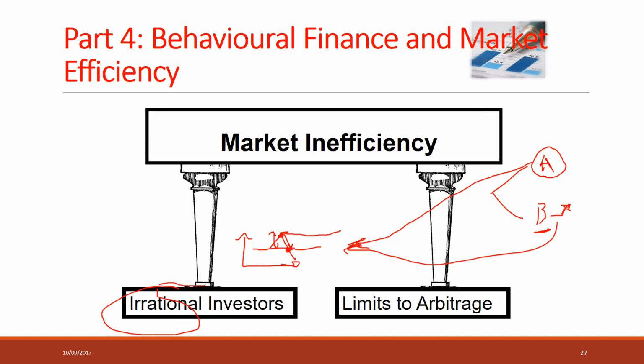However, when we have irrational investors and when we have limits to arbitrage, so that this rational investor over here can't take advantage of the mispricing, then in this case, the irrationality of the investors would affect the equilibrium price. So it might move the share prices up to an irrational level and it stays there for a long time.